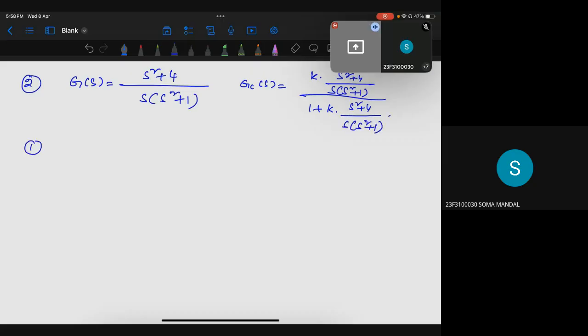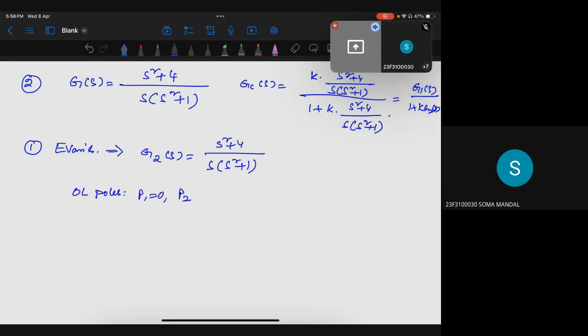So step 1, Evans form. This Evans form gives you G2 of s as (s squared plus 4) by s multiplied by (s squared plus 1). So Evans form is nothing but G1 of s by 1 plus K G2 of s. That is Evans form. Now what are the open loop poles? P1 is equal to 0, P2 is equal to minus j, P3 equal to plus j, correct? What are open loop zeros? Z1 is equal to minus j2, Z2 is equal to plus j2.